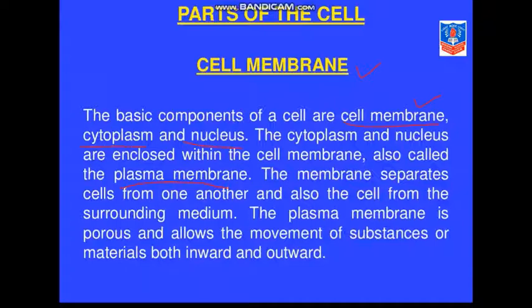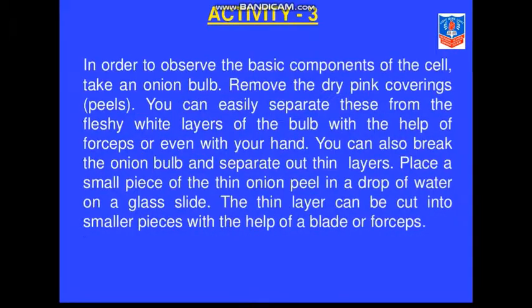The plasma membrane is porous. Porous means it has some kind of holes and it allows the movement of substances or materials both inward and outward, because substances, proteins, nutrients को अंदर आने भी देती है cells के और waste को बाहर जाने भी देती है. So plasma membrane works both sides. It allows the movement of substances inward as well as outward.